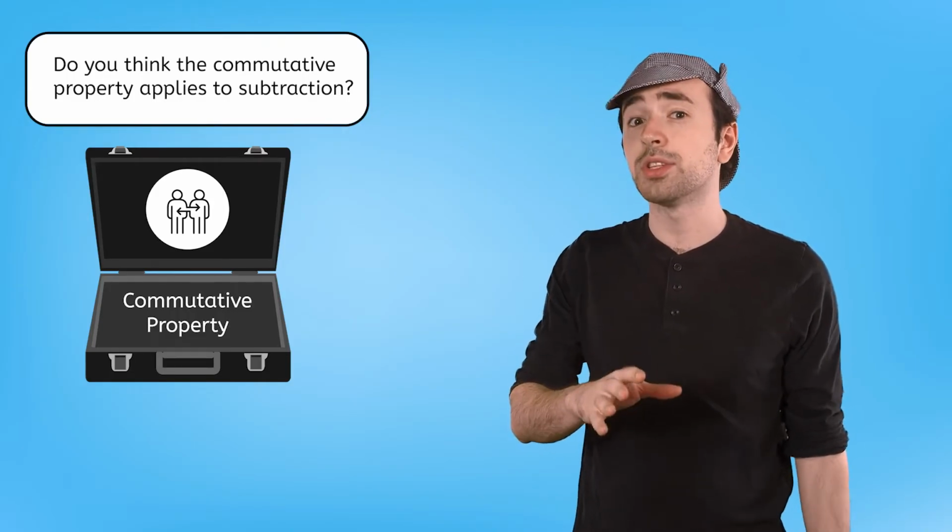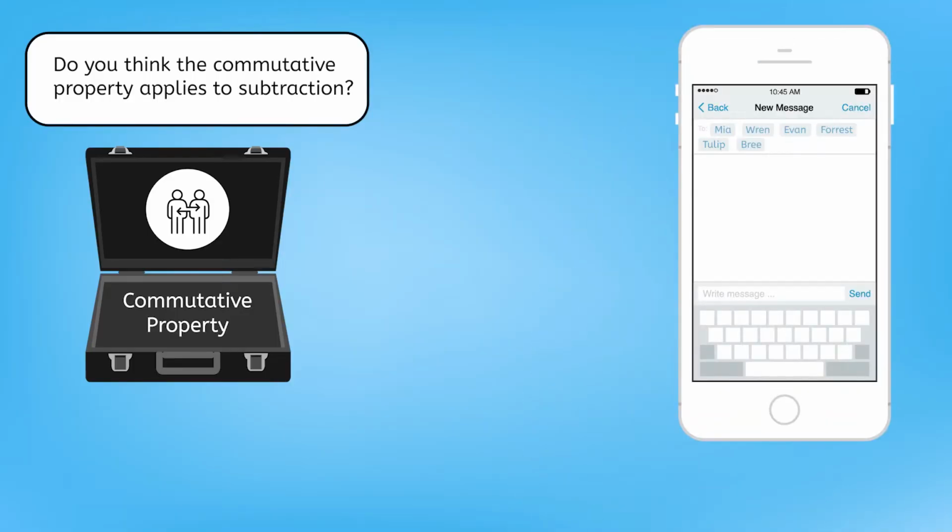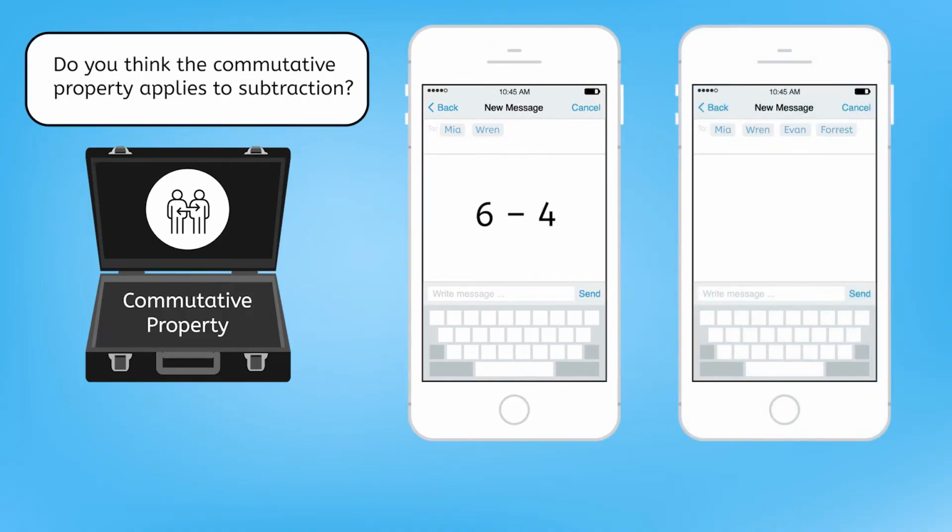Well, let's think about it using our group chat example. If you're in a chat that has 6 total people and 4 people decide to leave, there will still be 2 people left. On the other hand, if you're in a chat with 4 total people and 6 people decide to leave, then there would... Wait, does that make any sense? Totally not. So the commutative property does not apply to subtraction.